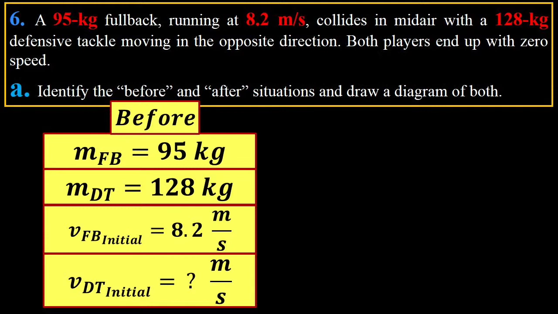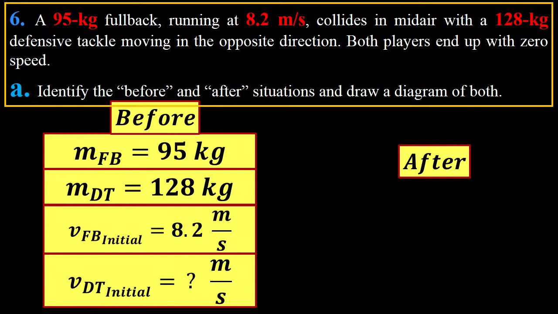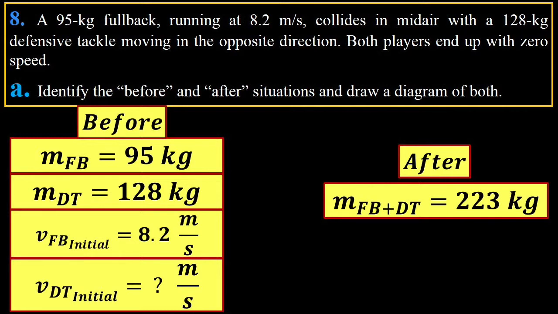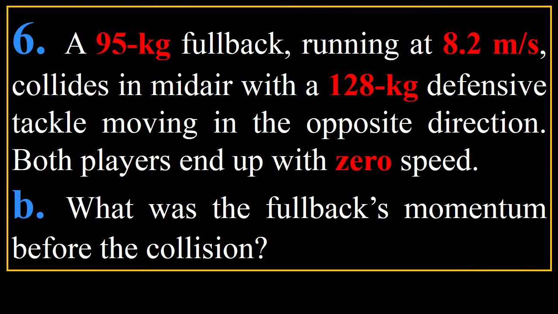Now, the after situation will be, they'll both be together, so the velocity of the fullback plus defensive tackle will be 0. That'll be the after value. So the after would consider the mass of both, which would be 223 kilograms, and then the velocity would be 0.